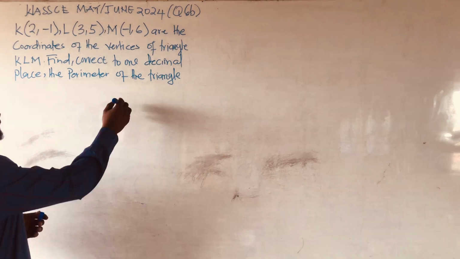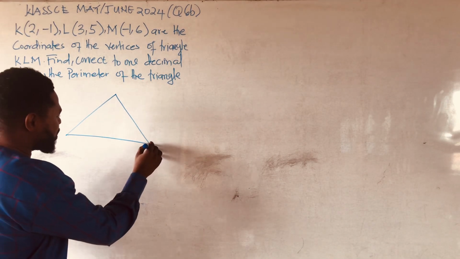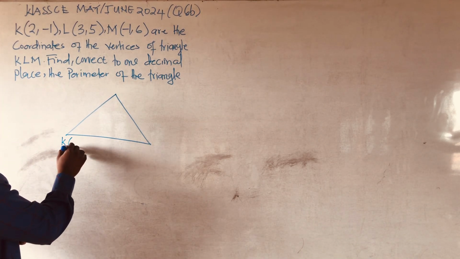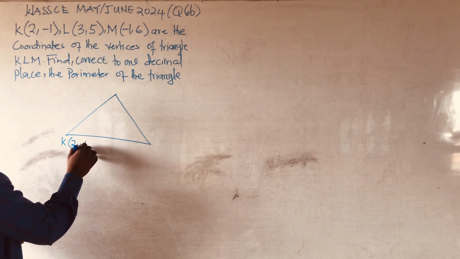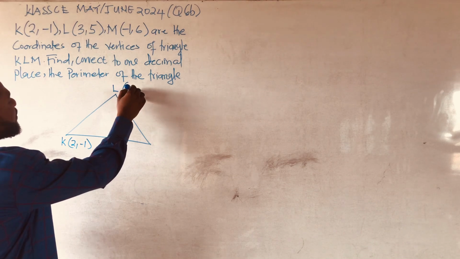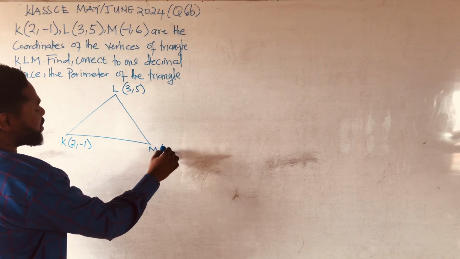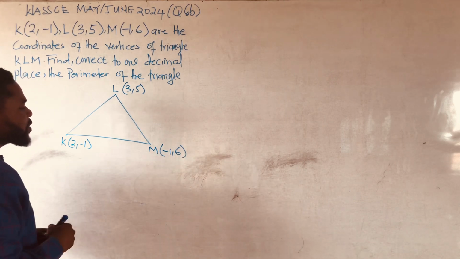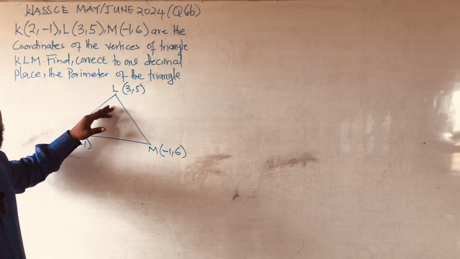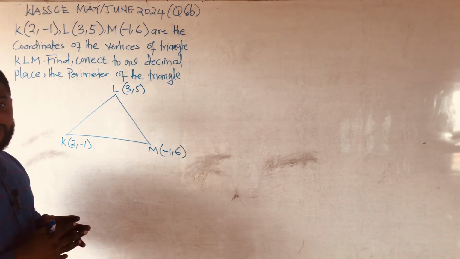First of all, we need to draw our triangle so that we can indicate the coordinates on it. We put our K here, and the coordinate given is (2, -1). The second, we put our L here, and the coordinate given is (3, 5). And the last one, we put our M here, and the coordinate is (-1, 6). For us to be able to find the perimeter of this triangle, we should be able to calculate the magnitude of each of the lengths of the triangle.